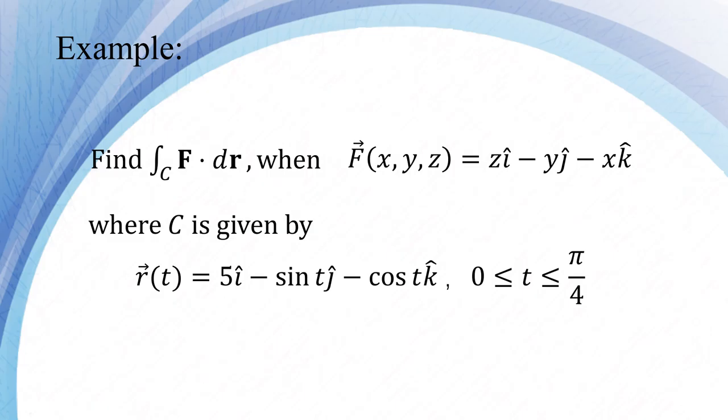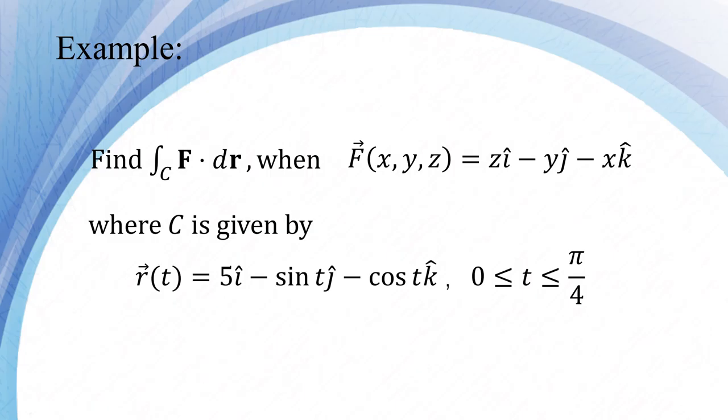The vector field that we are going to start out with is z in the i direction, minus y in the j direction, minus x in the k direction. That's the vector field. Then I'm going to have a path interact with it, so I'm going to integrate over the path. The path is given by r of t. It's a vector of 5 in the i direction, minus sine t in the j direction, minus cosine t in the k direction.